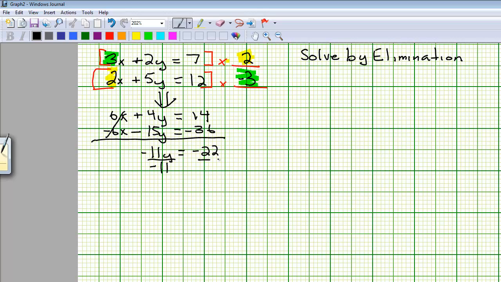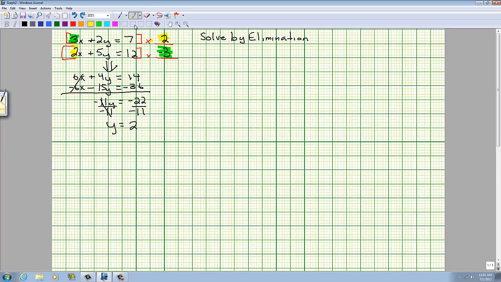Divide both sides by -11. Remember, what you do to one side you must do to both. The -11's cancel out, and we're left with y equals 2. Now this is just half our answer, because for a system of equations our answer will be an ordered pair that has both an x part and a y part. So here's our y part answer.